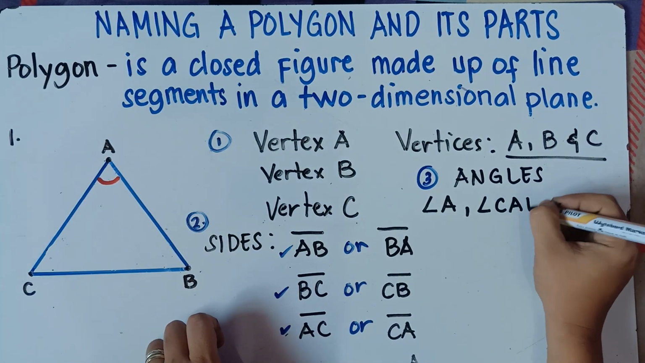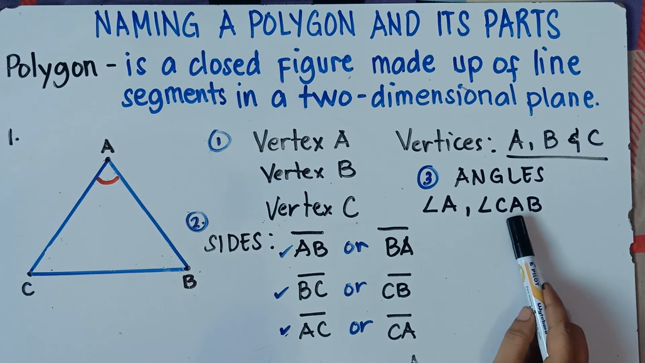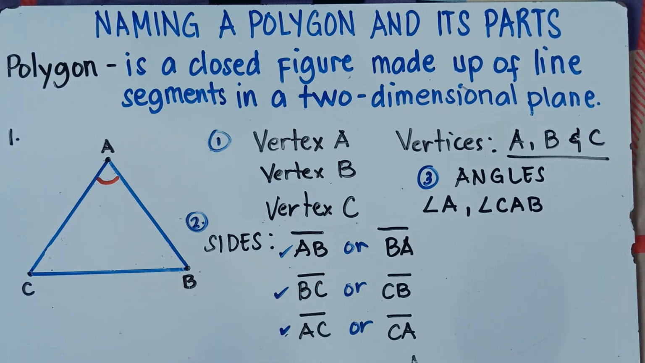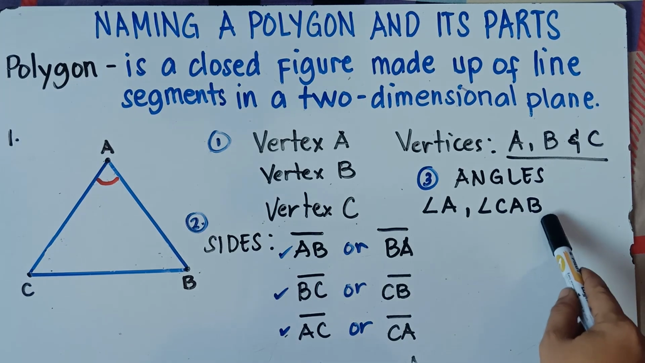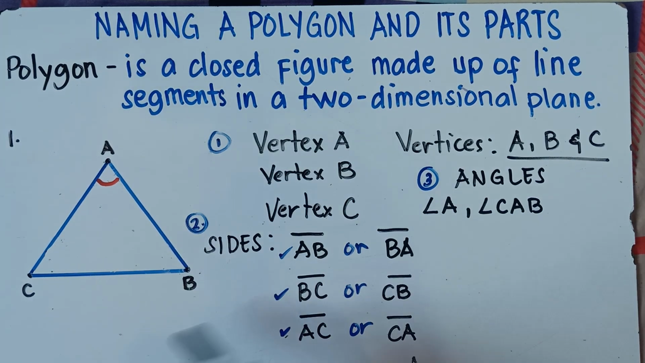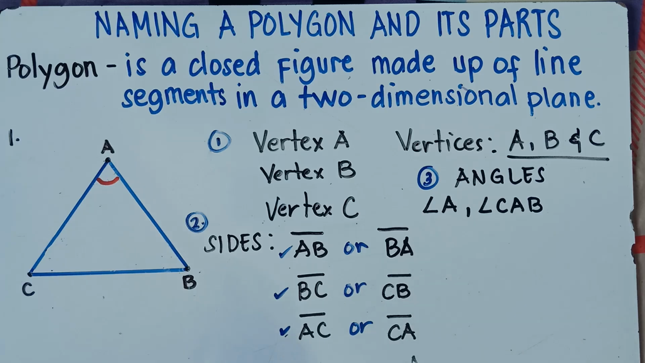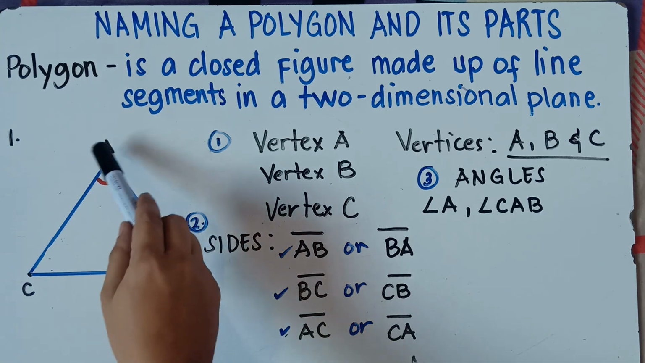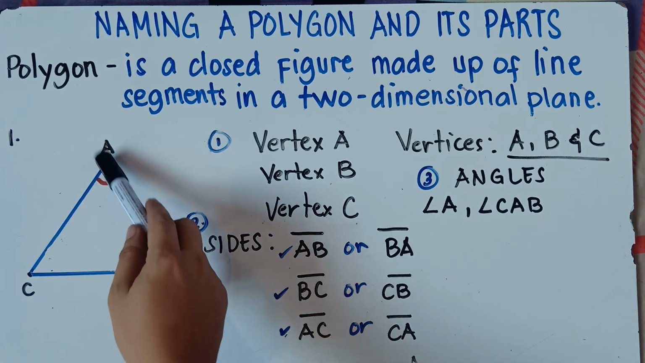Angle CAB. Just make sure, class, that this vertex A will be the center part of these following vertices. Question, sir: can we read this one as angle BAC? Yup, you can actually read that one, class, angle BAC.